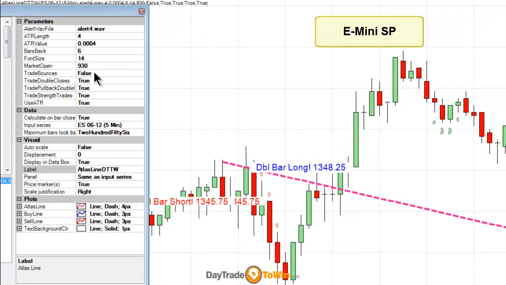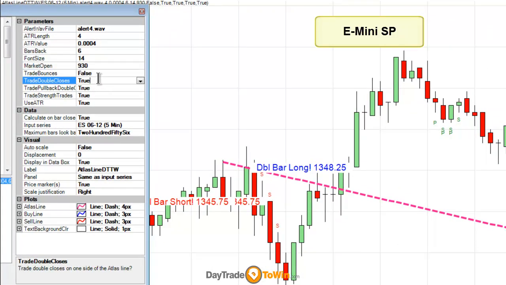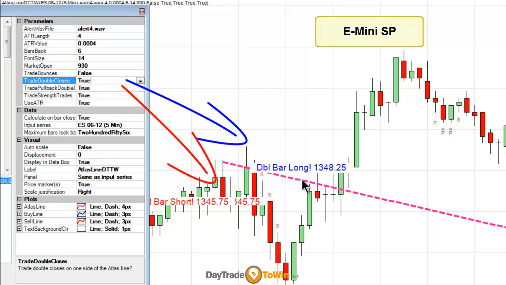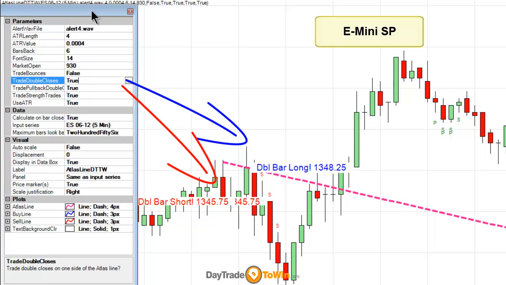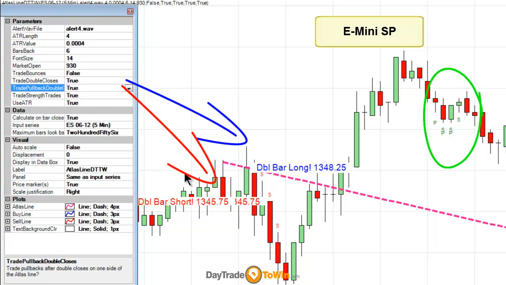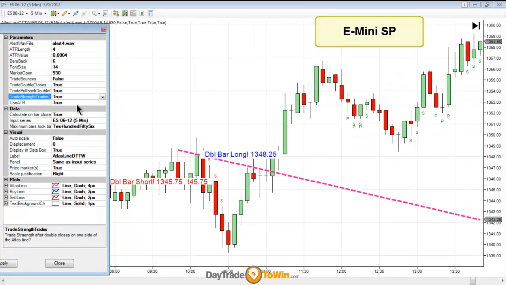turning on or off bounce trades, double bar close trades, which I have showing right now, pullback trades, strength trades, and if you want to use the ATR, the average true range, to dictate whether we should even be trading. The market may be too slow or too fast, and therefore I recommend using the ATR value attached to the Atlas Line to make sure that the trades entered have enough volatility to make it worth your while.